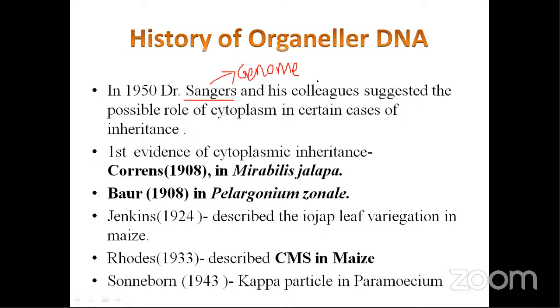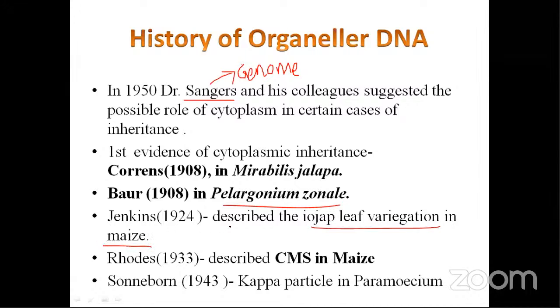So he and his colleagues first suggested that there might be some role of the cytoplasm in inheritance. The first evidence was given by Correns in Mirabilis jalapa in 1908, and simultaneously Baur, another scientist, gave the evidence in Pelargonium zonale. Okay, and Jenkins was the first to describe the iojap variegation in maize.